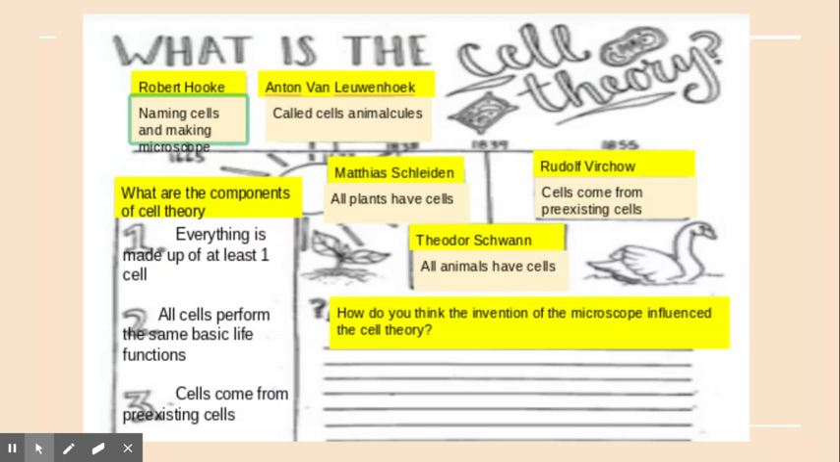So let's talk about the worksheet you did the other day, and there are three components. I like to include the hereditary information as the fourth. I've seen that in a lot of your Texas Teak stuff as a fourth, but there are three main components of cell theory. They're to the left, where everything is made up of at least one cell. All cells perform the same basic life functions. Cells come from pre-existing cells.